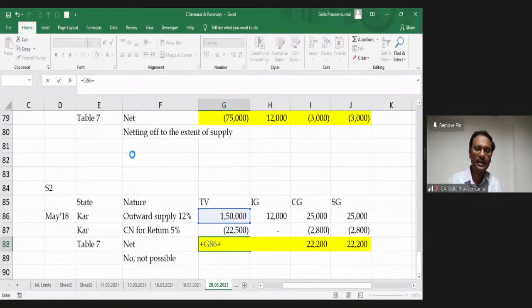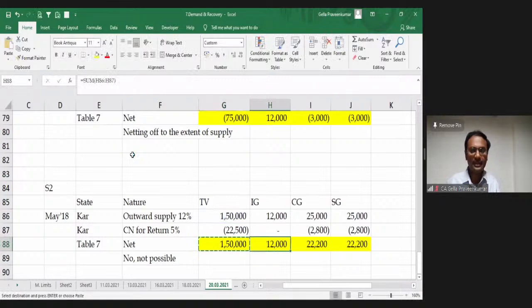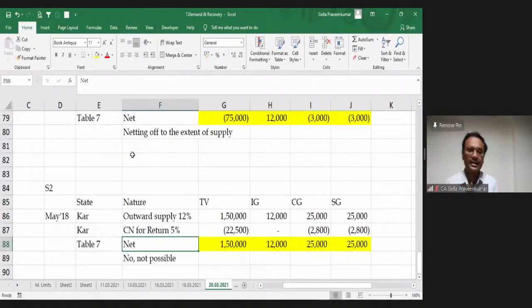Rather, I'll show it as it is in my returns, saying that during the month, I have supplies of B2C to the extent of 1,50,000. Because my supply is 12% and my returns are at 5%. My table 7B says netting off is rate wise. If the rate is different, I have a big challenge.